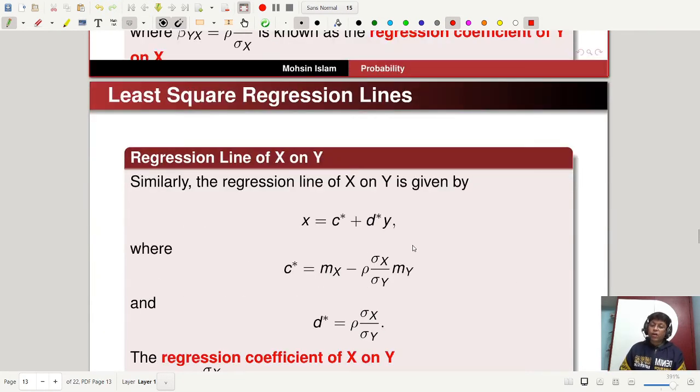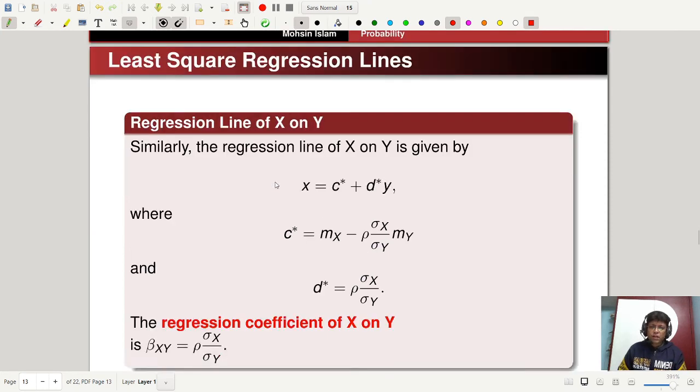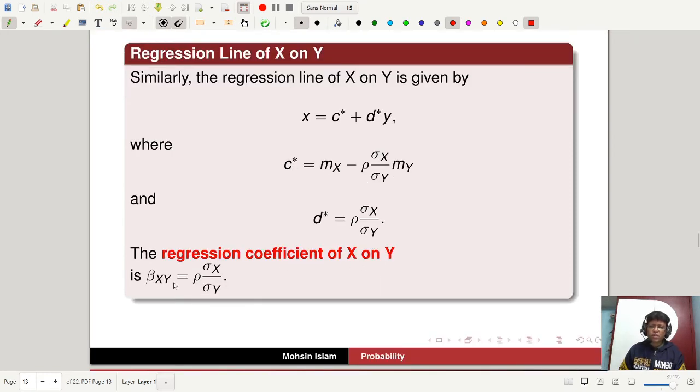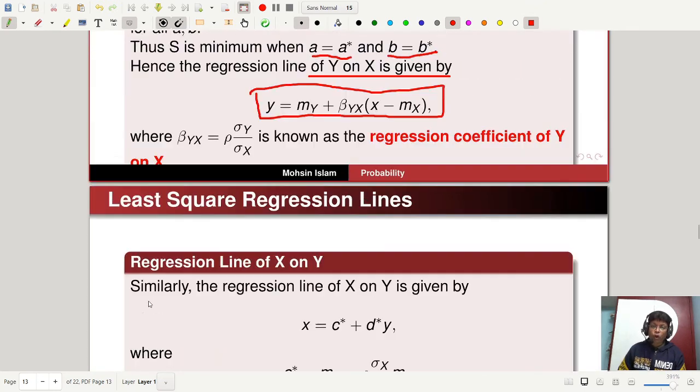Now, what about the regression line of x on y? Similarly, you can take x equal to c star plus d star y. So c star is given by this. Going through a similar process, d star is this. So the regression coefficient of x on y is beta xy equal to rho sigma x by sigma y. Similarly, the regression line of x on y will be x equal to mx plus beta xy into y minus my.